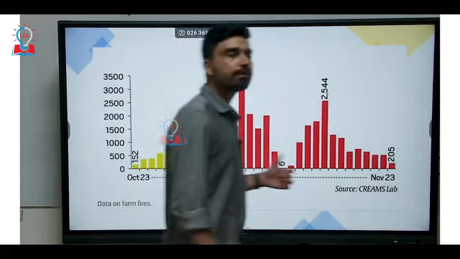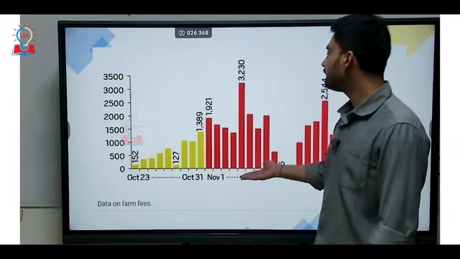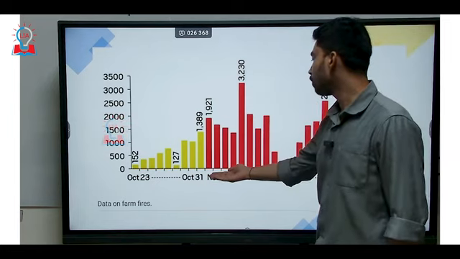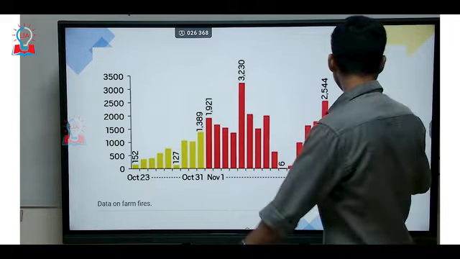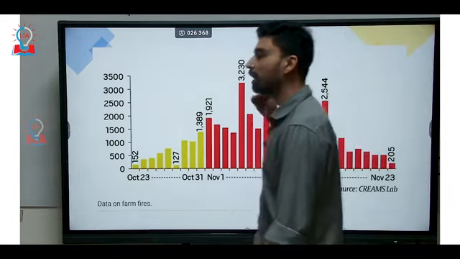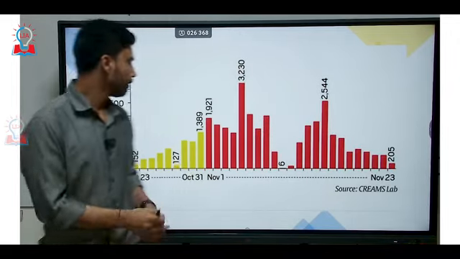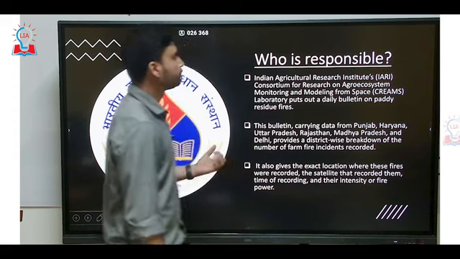If we try to look at this more from this particular data point, what we can see is that there is a sudden increase in the farm fire incidents in the month of November. From the beginning of November to mid of November, we can see there is a very high number of farm fire cases, which is lesser in October and then again starts to reduce in December.